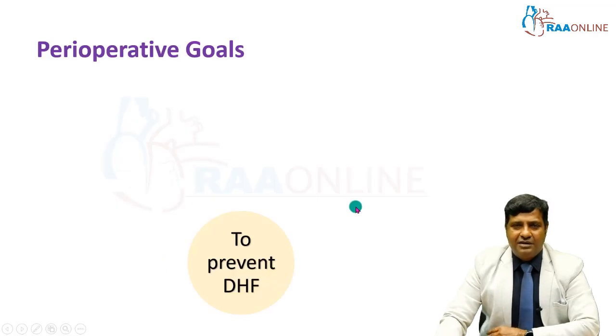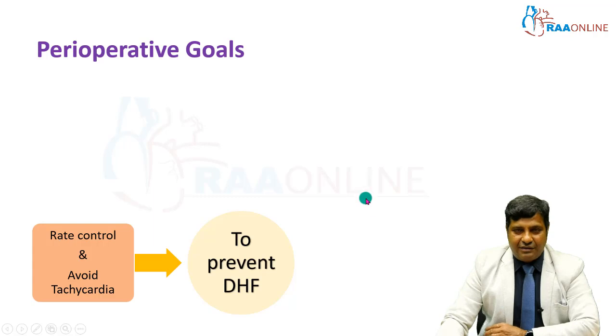So once these patients are coming to surgery, what are going to be our perioperative goals? The main aim is to prevent these diastolic dysfunction patients from developing diastolic heart failure. So how are we going to achieve this? We know that these patients are asymptomatic at rest, and only when they are exposed to a stressful condition do they get unmasked and land up in diastolic heart failure. So we have to identify these stressful conditions and avoid them perioperatively.